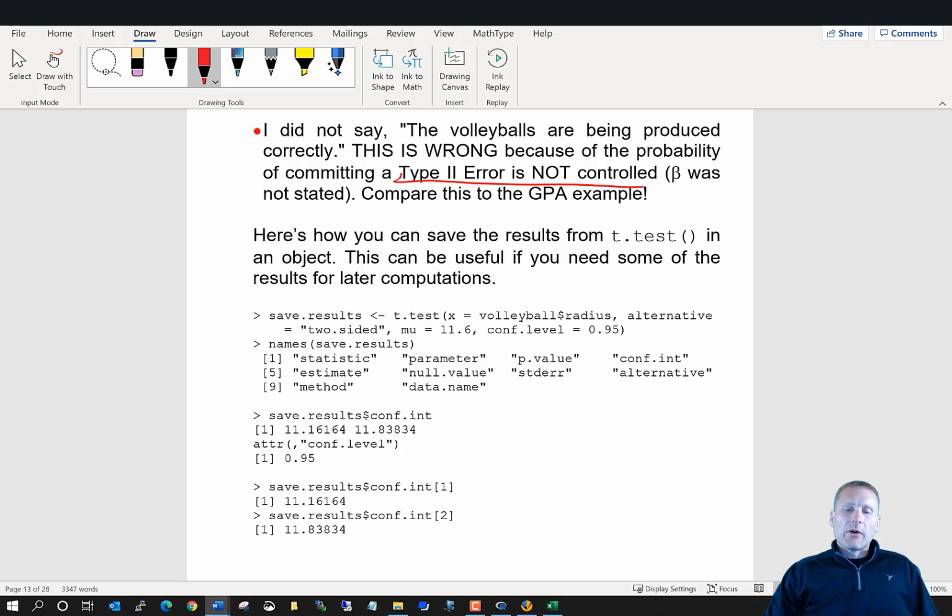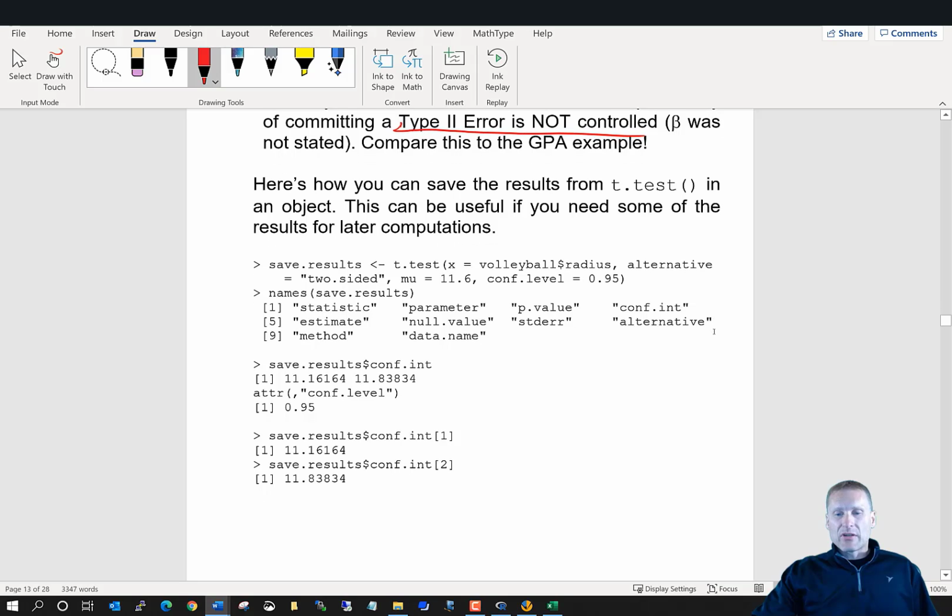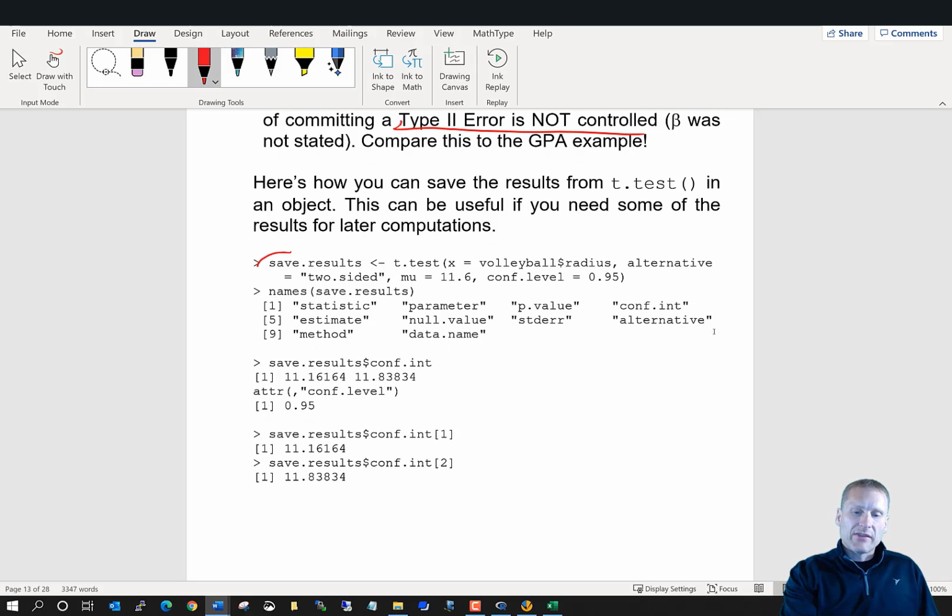Okay, so now just as a reminder, you can get this information from t.test and put it into an object itself. So for example, if I say save.results gets the results from t.test, I get what R refers to as a list as a type of object. And if I use names with a list, I see all the information that's located inside of it, and I can pull out bits of information from inside of it by using the $ sign and whatever is given here in the list.